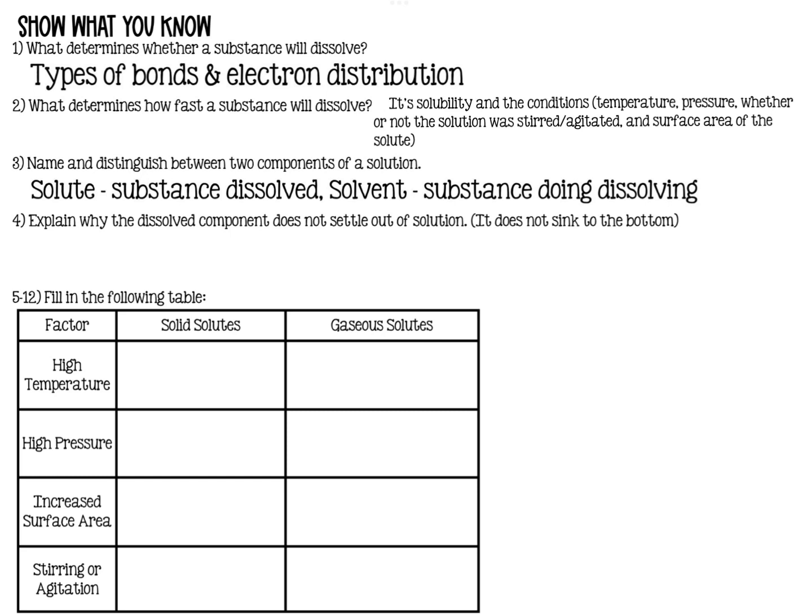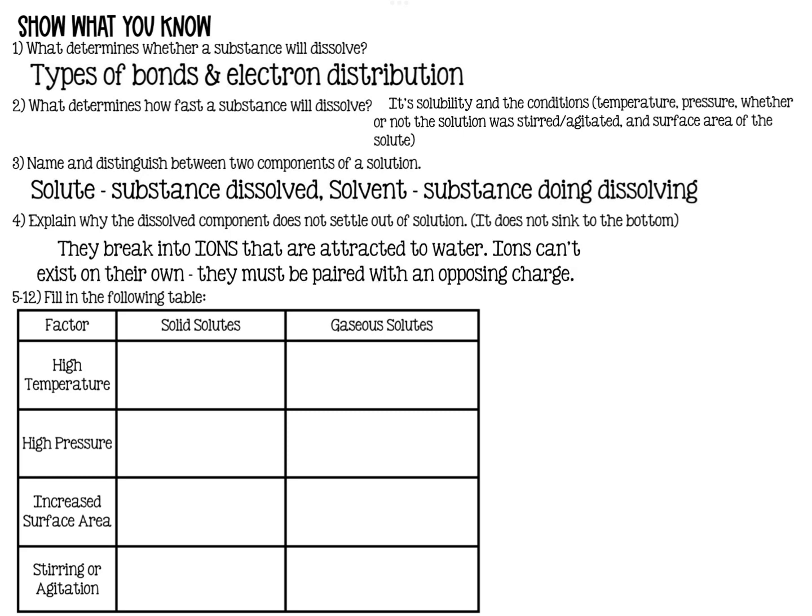Now explain why the dissolved component does not settle out of solution, aka it doesn't sink to the bottom. When compounds are dissolved, they break into ions, which are attracted to water. Ions cannot exist on their own. They must be paired with an opposing charge. Since the ions are surrounded by water, they cannot come in contact with each other and reform a solid, which is what would be required to sink to the bottom.